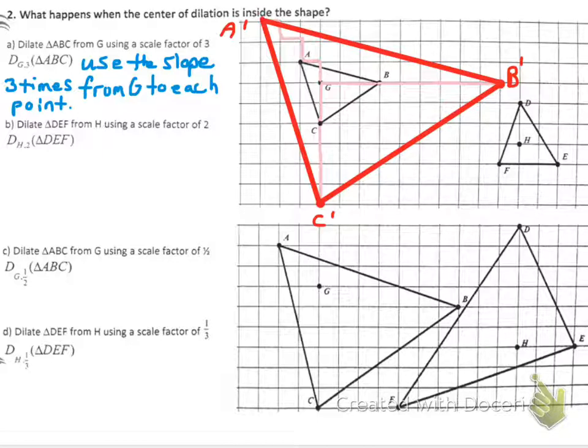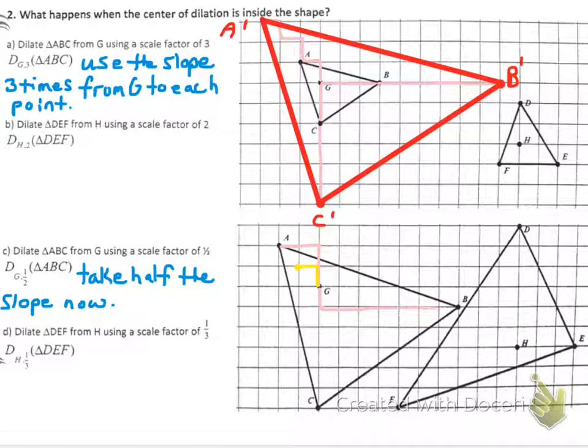So our next one that I'm going to show you is 2C. And we're going to be dilating triangle ABC down here from point G, and now it is going to be a scale factor of 1/2. So whatever my slope is from G to each one of those points, A, B, and C, I'm going to use half of that. So let's see, I go from G to A. If I went up 2, left 2, I'm now just going to go up 1, left 1, because I'm cutting that in half. And that's where my A prime is going to be.